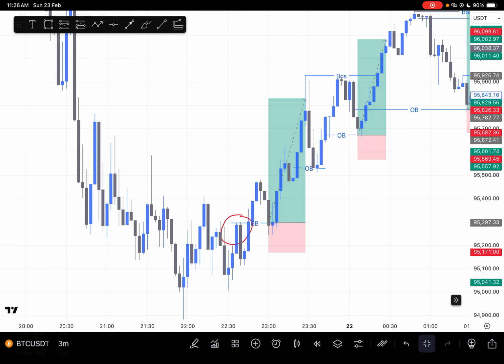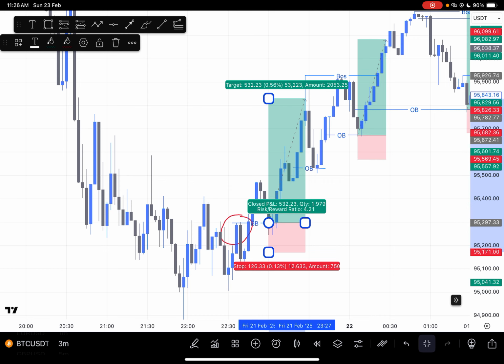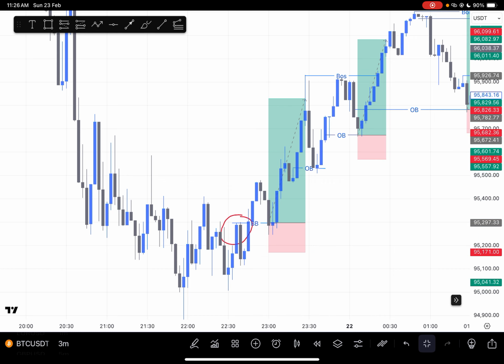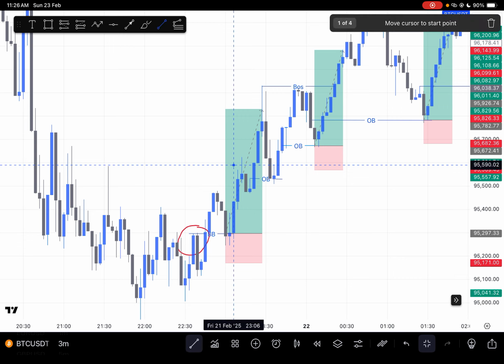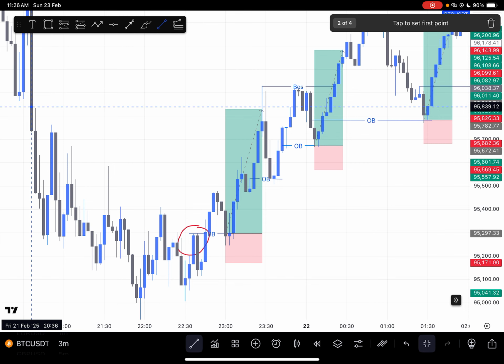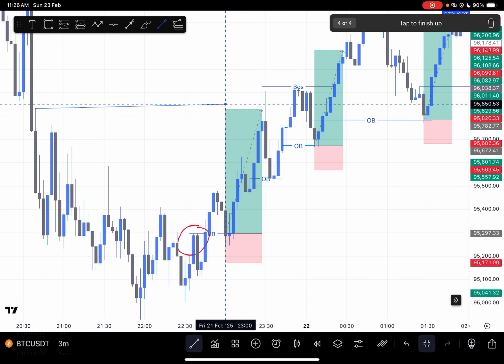So you can see I placed my entry at the beginning of the breaker block, and I use a 1:4 reward ratio. And you see price tapped on the breaker block and pushed to the upside to take out this buy side liquidity at this point here.